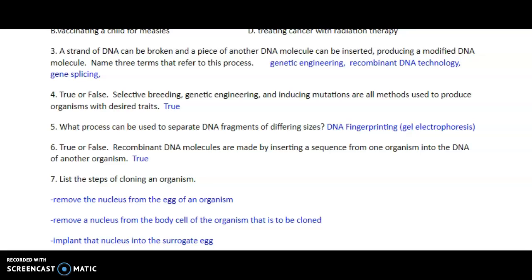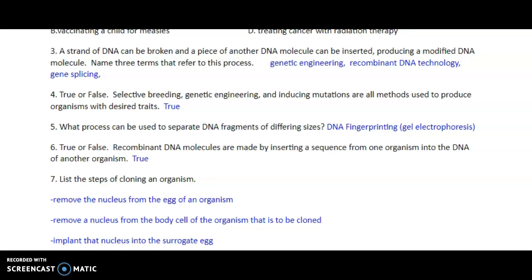Number 3, a strand of DNA can be broken and a piece of another DNA molecule can be inserted, producing a modified DNA molecule. We looked at the gene splicing with the plasmid from bacteria the other day. So name 3 terms that refer to this process. That can be referred to as genetic engineering, recombinant DNA technology because you're putting in a new gene and recombining that, gene splicing, which means you're cutting that gene open and putting something in there. So genetic engineering, recombinant DNA technology, and gene splicing all refer to the same thing.